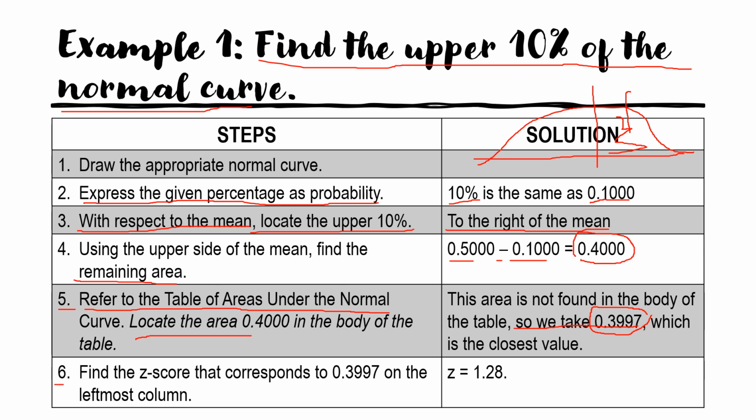For step number 6, find the z-score that corresponds to 0.3997 on the leftmost column, which is equal to 1.28 as your z-score that we can map to your area or probability, which is equal to 0.3997. So our z-score here is equal to positive 1.28.